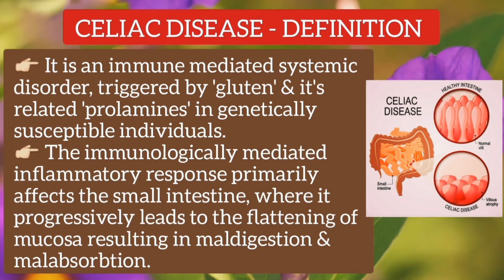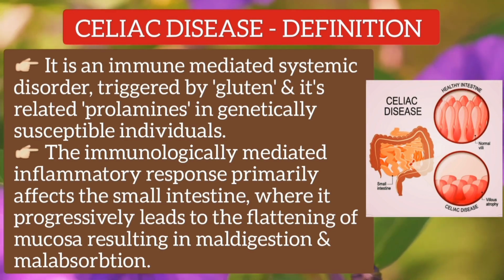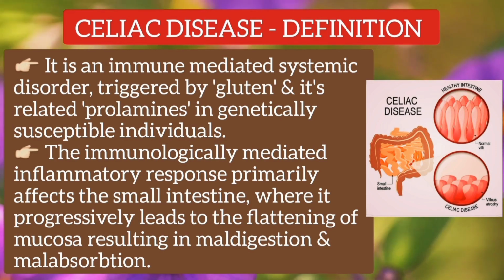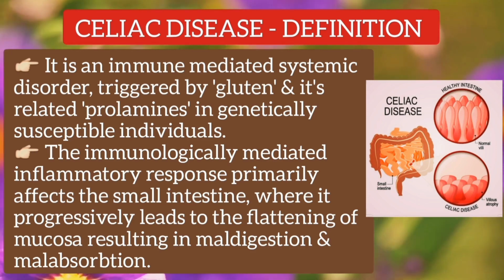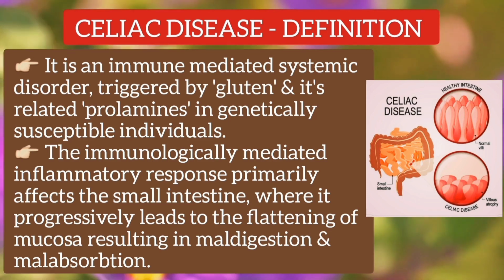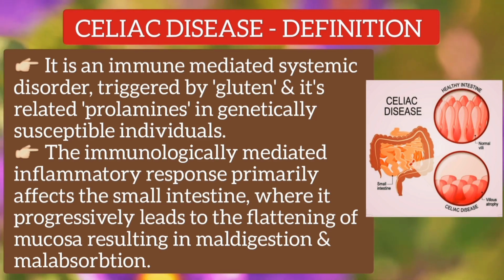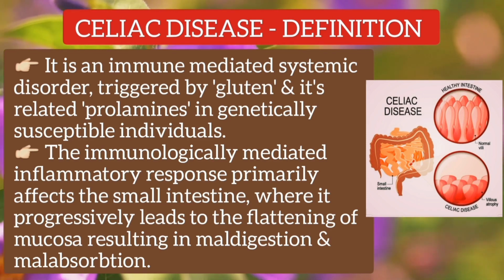It is an immune-mediated systemic disorder triggered by gluten and its related prolamins in genetically susceptible individuals. The immunologically mediated inflammatory response primarily affects the mucosa of the small intestine, where it progressively leads to the flattening of mucosa, resulting in maldigestion and malabsorption.